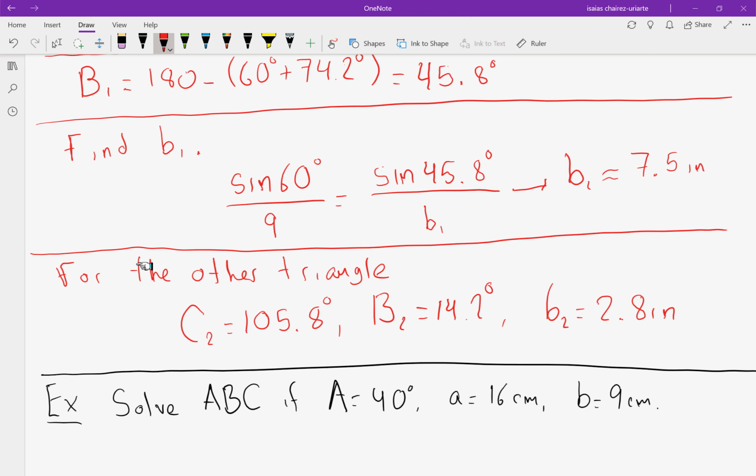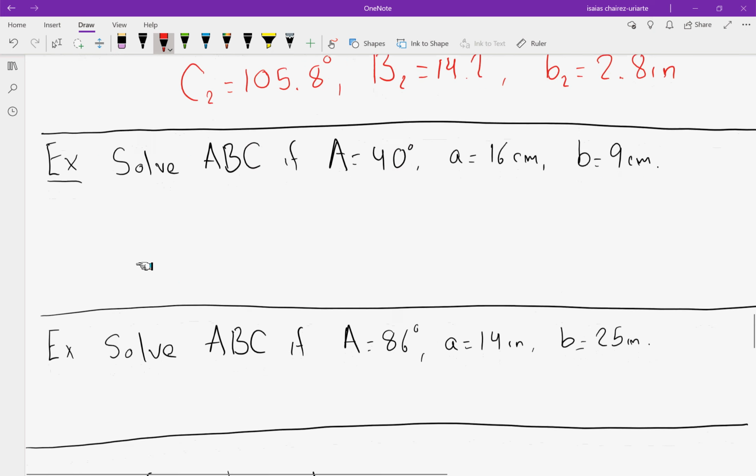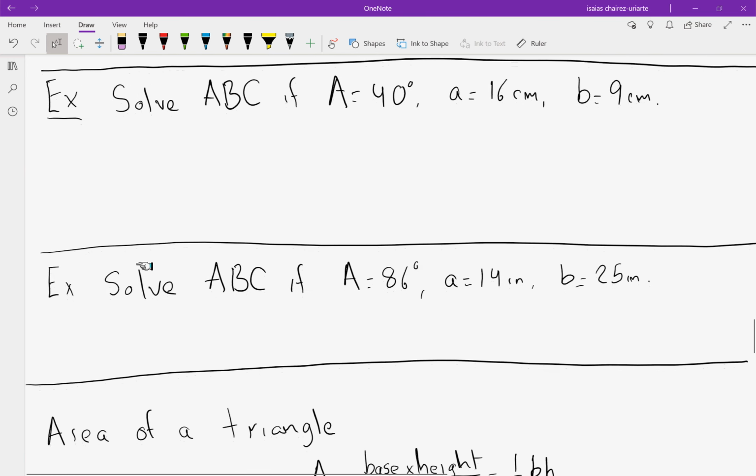Hopefully we agree on this. This is the most tedious work here. I mean, in order to complete the second triangle, I had to use the law of sines and I had to do a little bit of work. But for the sake of time, I'm just telling you what the answers are. You check and let's see if we agree on this. Yeah? All right. So let's move on to the next example.